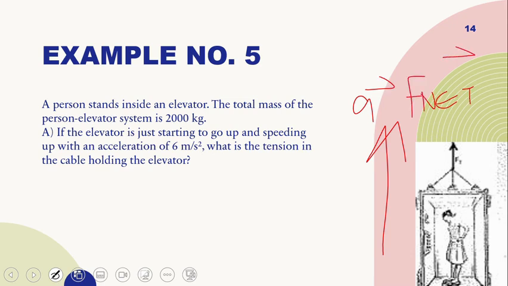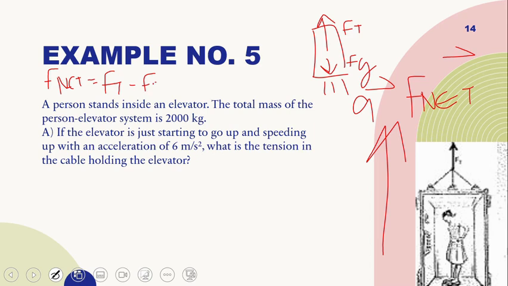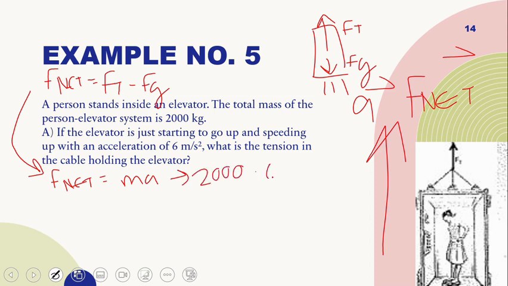The only forces acting on the system are the tension and gravitational forces, and so the upward force, or the tension force, must be greater than the downward force, or the gravitational force. We can set this up as an equation. The net force is equal to the up forces, or tension, minus the down forces, or gravity. And we know that the net force is equal to mass times the acceleration, thanks to Newton's second law. So that's 2,000 kilograms times 6 meters per second squared, which gives us 12,000 newtons.